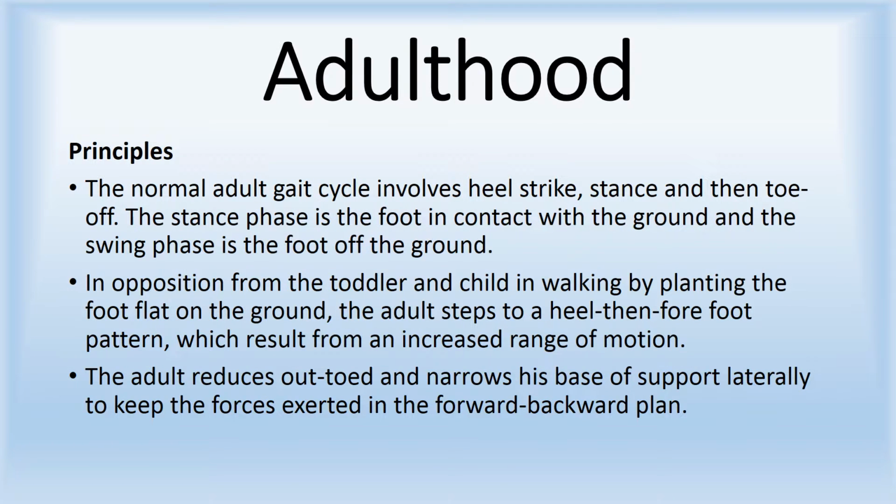A normal adult gait cycle involves heel strike, stance, then toe off. The stance phase is a foot in contact with the ground, and the swing phase is a foot off the ground. In opposition to the toddler and child, who walk by planting the foot flat on the ground, the adult steps in a heel then forefoot pattern, which results from an increased range of motion. The adult reduces out-toeing and narrows his base of support laterally to keep the forces exerted in the backward plane.